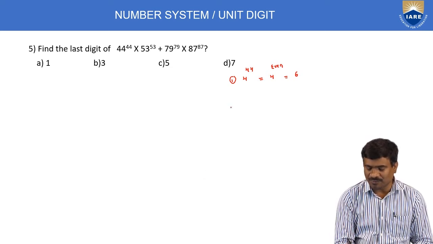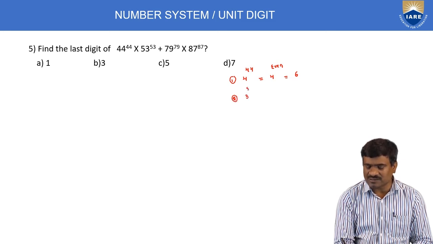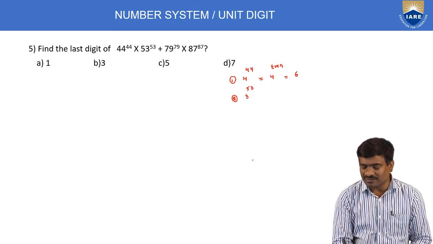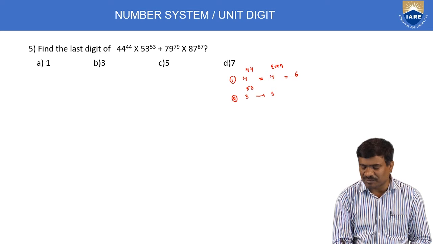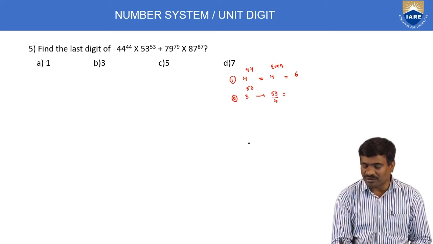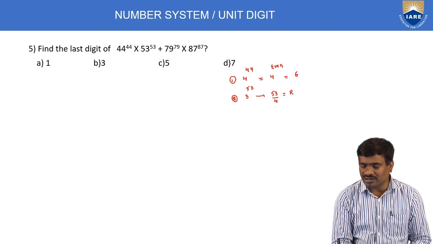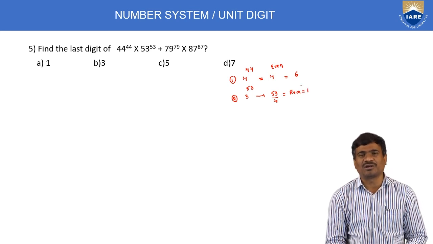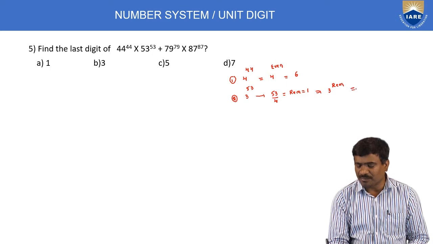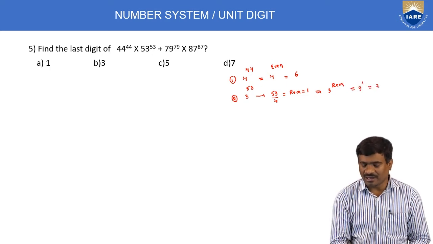Second, number 2, 53 to the power of 53 is also written as 3 to the power of 53. In the property of 3, the numbers are cyclic repeated, so divide the power by 4. 53 divided by 4, the remainder is equal to 1. 13 into 4 is 52, remainder only 1. Next, 3 to the power of the remainder, 3 to the power of 1 is 3. Second number is 3.